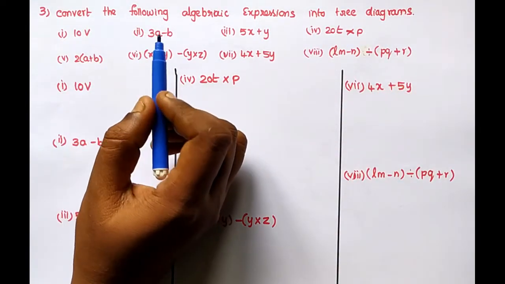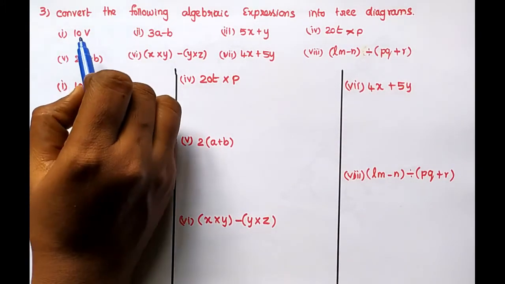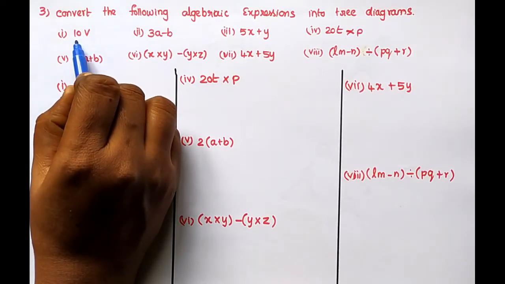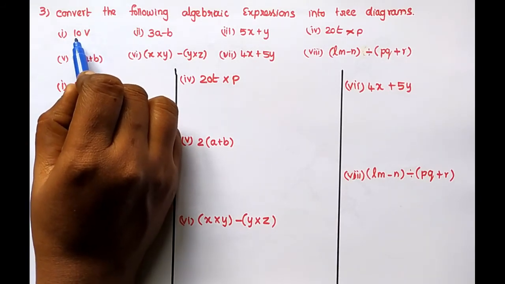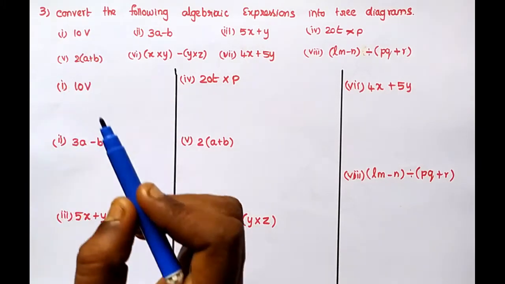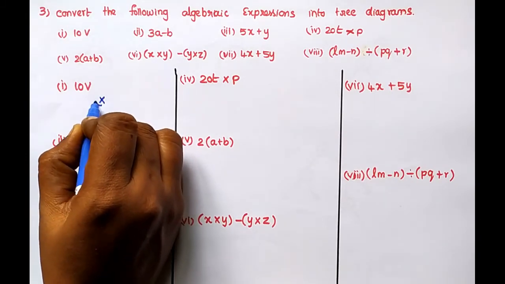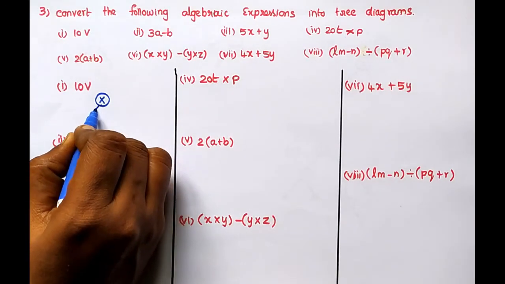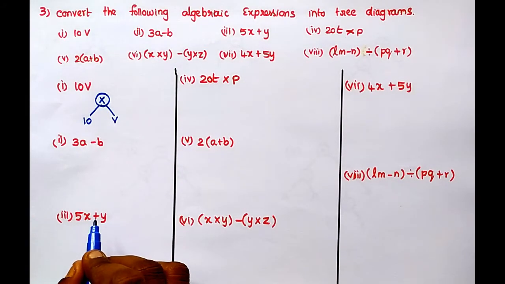Convert the following algebraic expressions into tree diagrams. Listen, they given algebraic expressions. They given 10 into v. That is, 10 is numbers and v is variable. That is the algebraic expression. You know that very well. So 10 into v. What is the relation between 10 and v? That is multiplication. So listen, the first one: multiplication, multiply which one and which one? 10 and v. That is the answer.